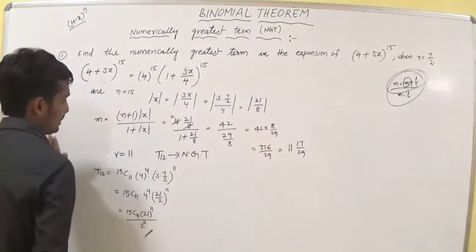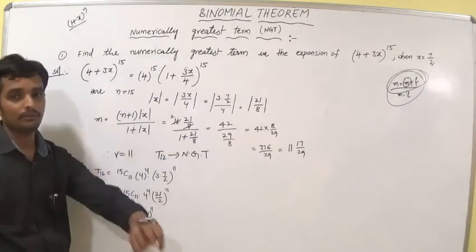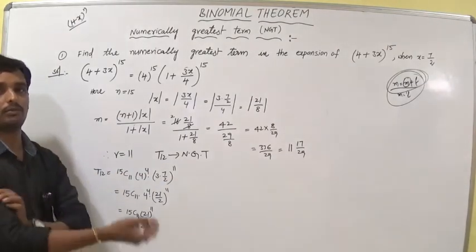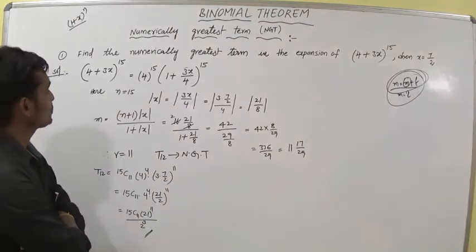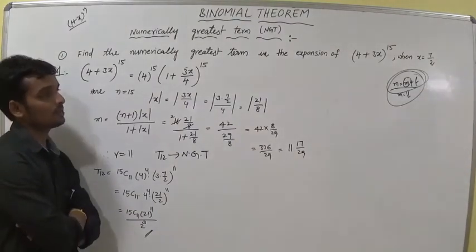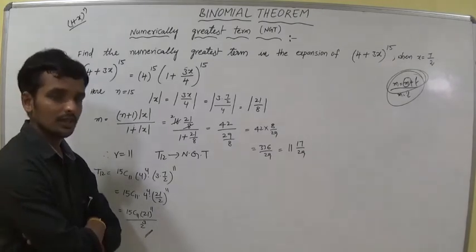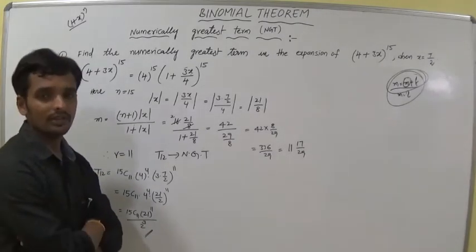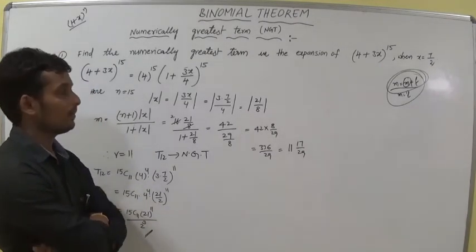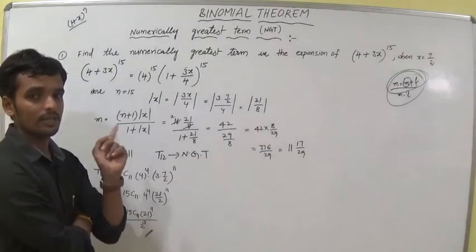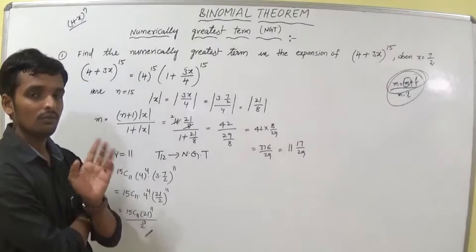So I'm telling you in a simple way. A simple way means the process; we have to focus on the process. First, the problem has to be changed to (1 plus x) whole to the power of n. Then write the value of n, and find the value of mod x. Then we can find the value of m. The formula is m is equal to (n plus 1) into mod x by (1 plus mod x).